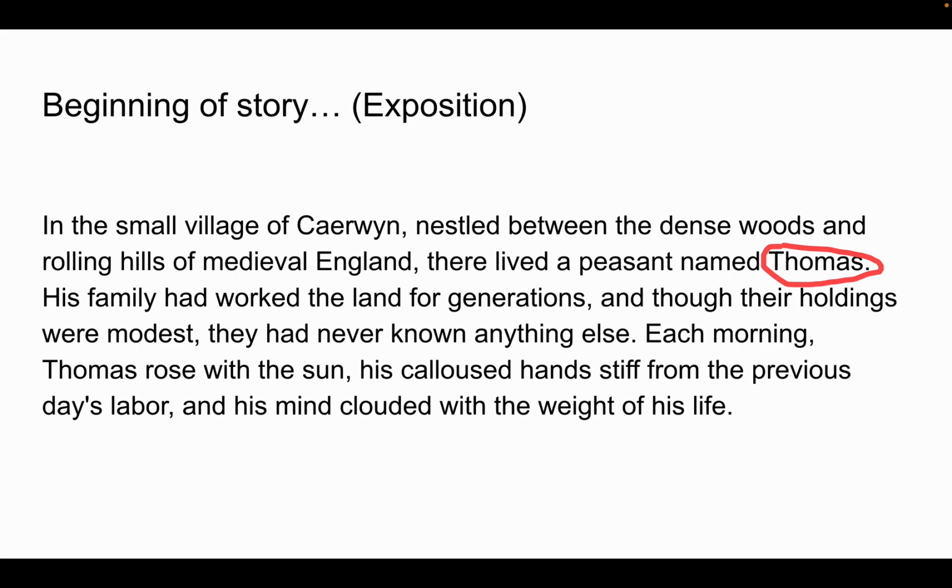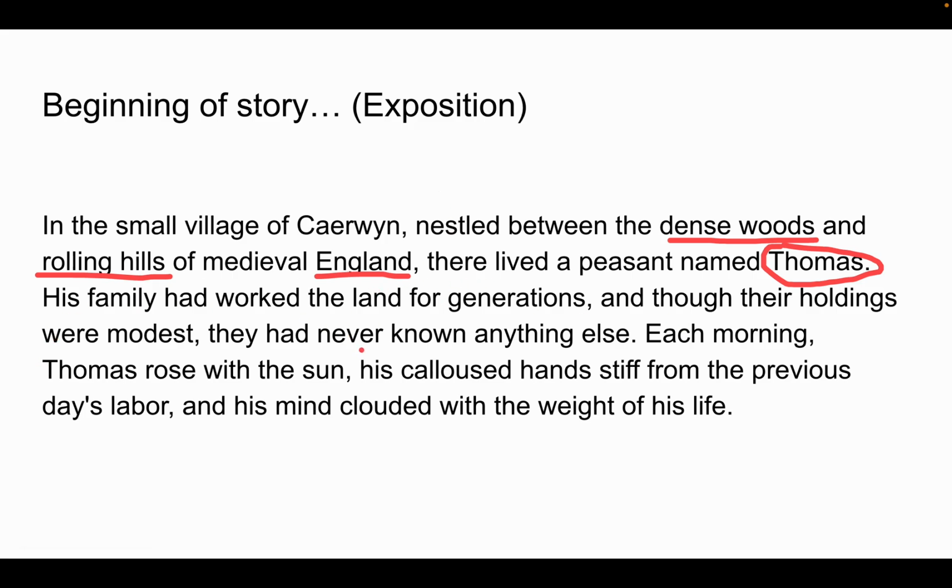So great start. We have a lot of description as far as setting. We got dense woods, we got rolling hills, we know we're in England. As you're looking at your different narrative elements, you want an interesting exposition to hook your reader. Setting is one of the easiest ways to start your story. And then as we move on, his family is working for generations.